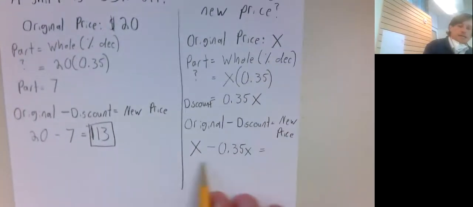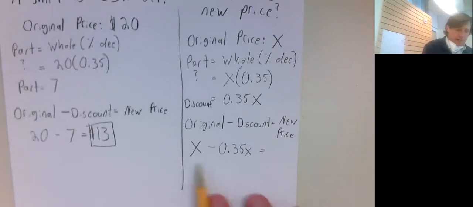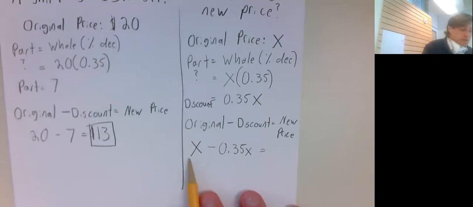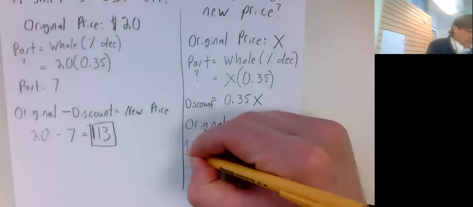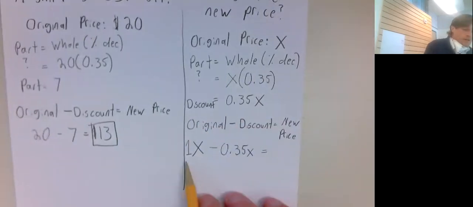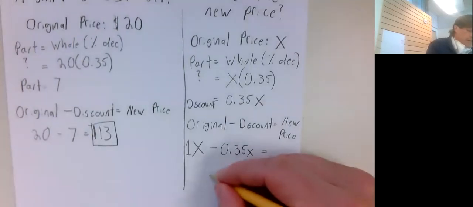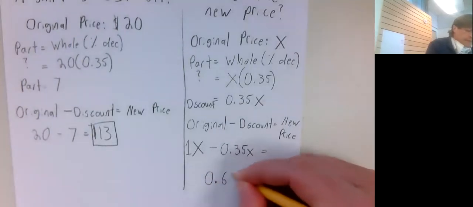Now, can I simplify this at all? Yes, I can. They're both the variable X. And all we need to do is combine our coefficients. What's our coefficient here? There's none written. Well, we know that there's always a 1 written there. So all I need to do is 1 minus 0.35 to get my new coefficient, which is 0.65x.